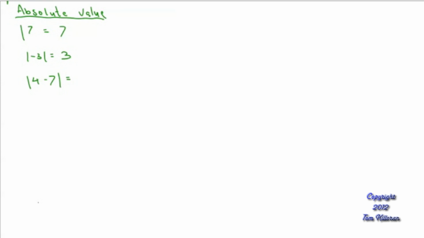Because they're thinking that this sign right here has to change to a plus. Now you've got to be careful. Absolute values only affect the sign of a number. Is this a sign of a number? No, this is an operation. So absolute values have nothing to do with operations. They have just to do with the sign of a single value. So this one should equal positive 3. 4 minus 7 is negative 3. The absolute value of that is 3.